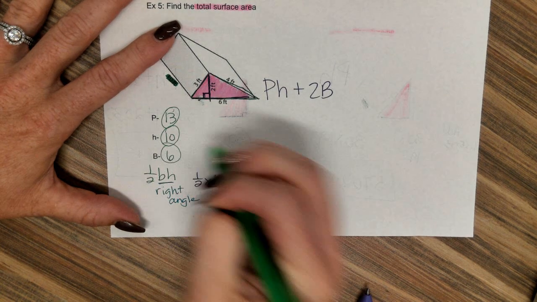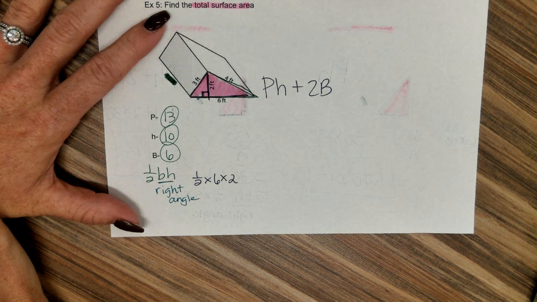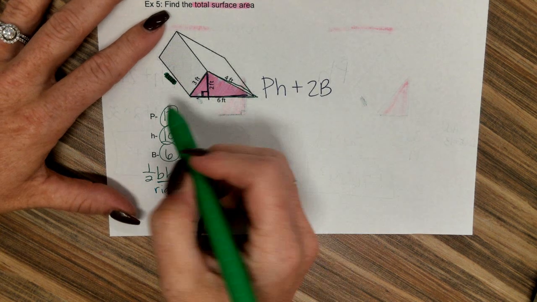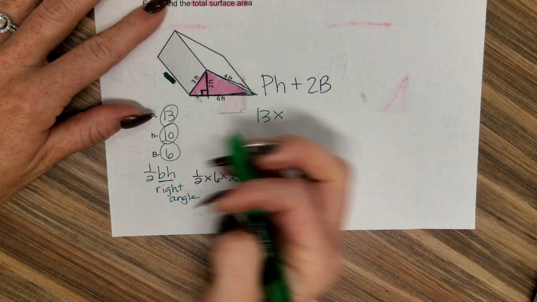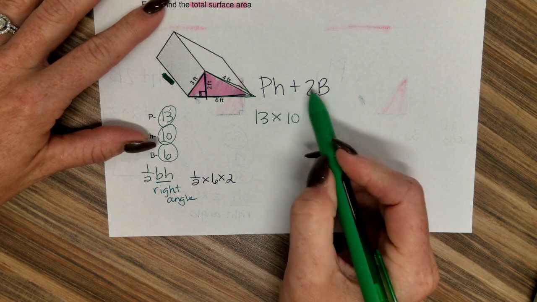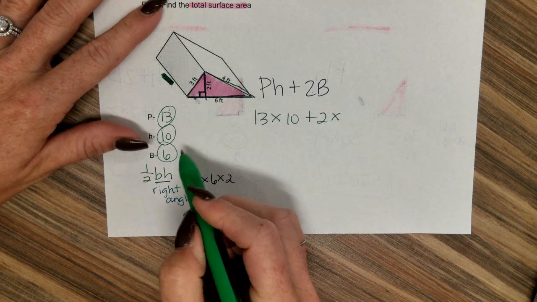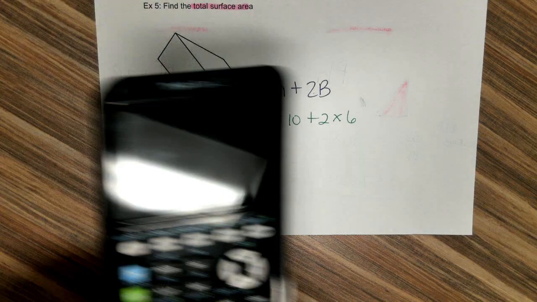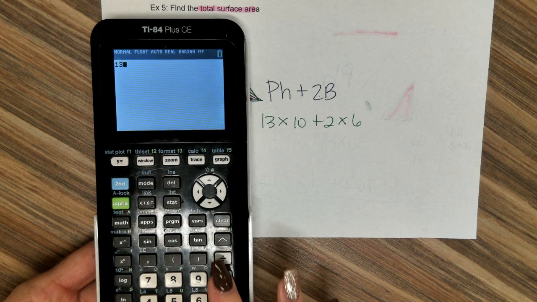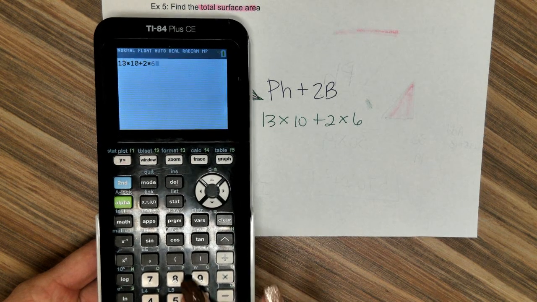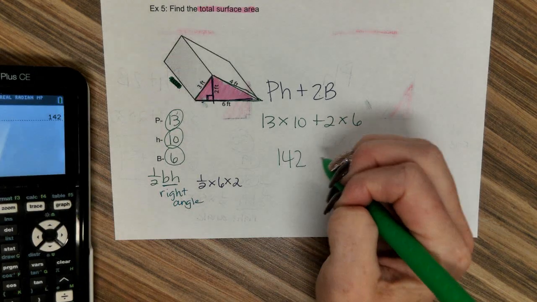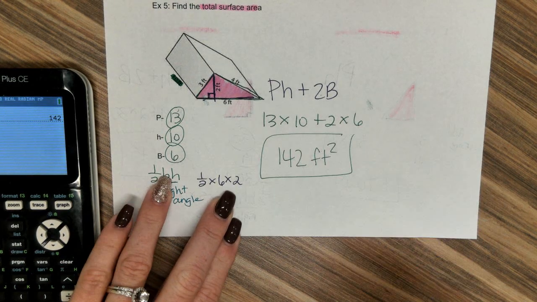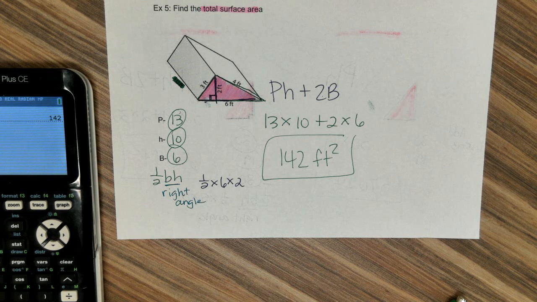Do I have the 3 pieces of my ingredients? Yep. So now I plug them in. P times H. So P is 13 times H, which is 10, plus 2 times, what's the B? 6. So 13 times 10 plus 2 times 6 is 142 feet squared. Yes, easy? Do not do length times width today. Do 1/2 BH because the base is a triangle.